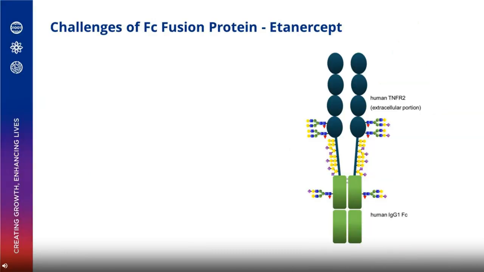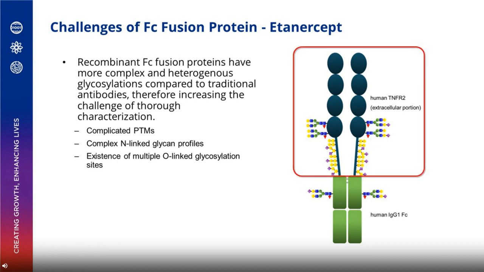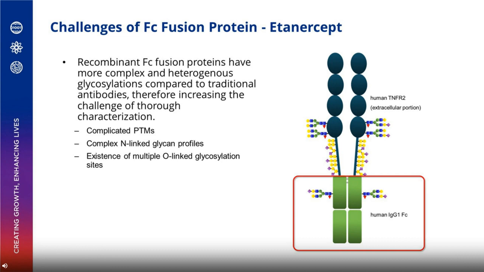Etanercept is commercially sold as Enbrel. It's produced in Chinese hamster ovary cells and used to treat autoimmune disease. As shown on the right, the molecular structure: Etanercept is an Fc fusion protein, a combination of TNF-alpha receptor 2 with the IgG antibody Fc constant region.